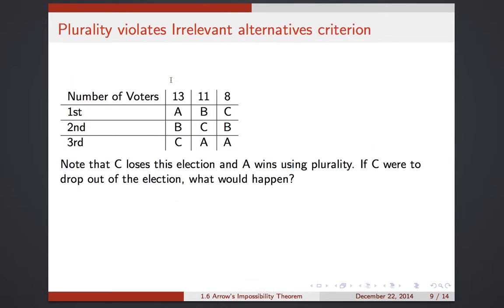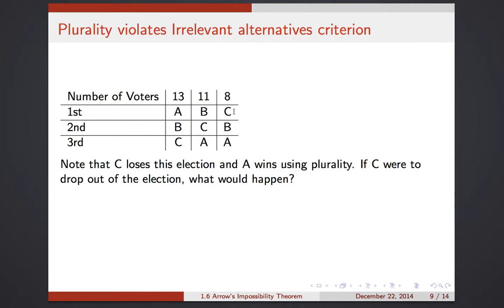So let's now play with the irrelevant alternatives criterion. We're going to use plurality again to see how that goes. Okay, so in this example, notice that C loses and A wins, right? A has 13 votes, first place, compared to B's 11 and C's 8. Okay, so A wins and C loses. So let's just ask the question, if C were to drop out of the election, what would happen?